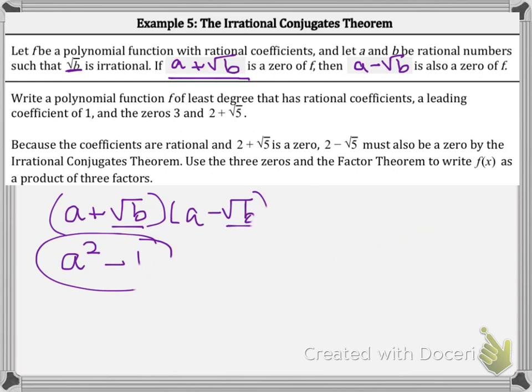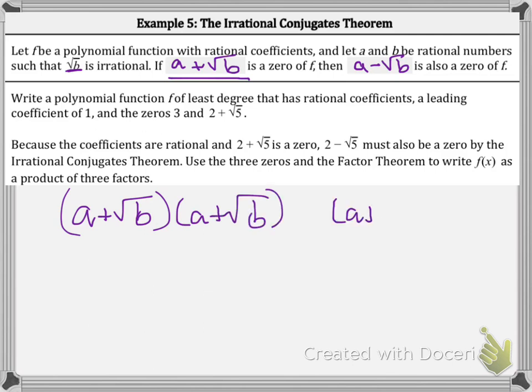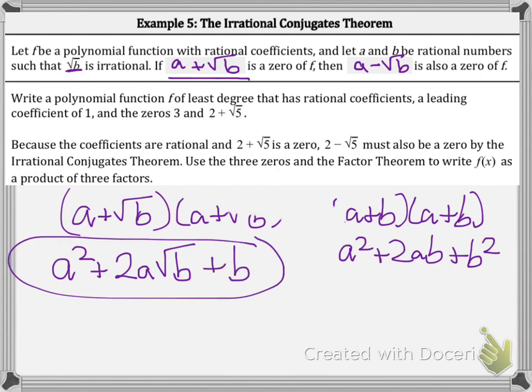Now, just to show you, if we multiplied by the same value, a plus root b times a plus root b, this is that pattern, a plus b times a plus b. And with this, that pattern is a squared plus 2ab plus b squared. So, in this other example, if we multiply this, we would get a squared plus 2a root b, and then plus b. In this result, we see a square root, which is not what we want.